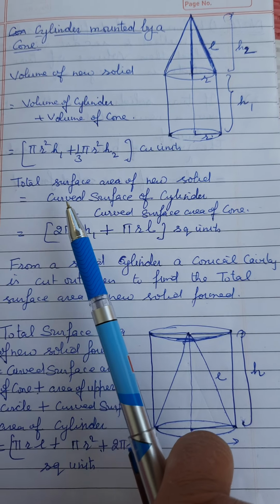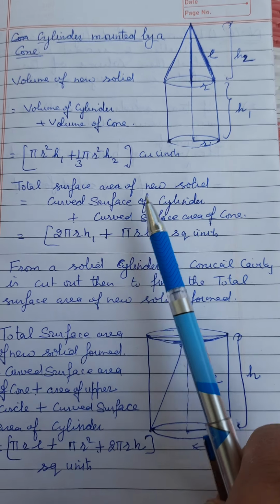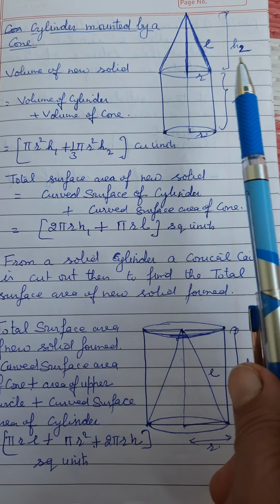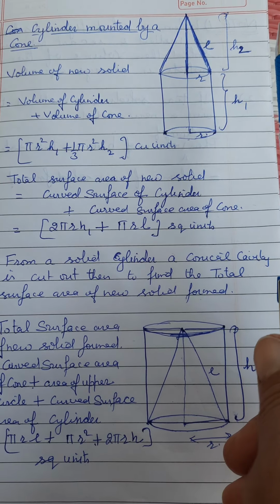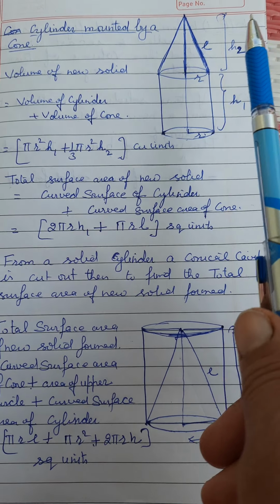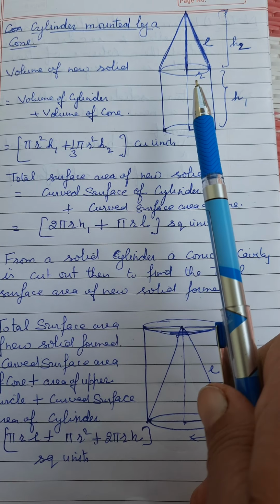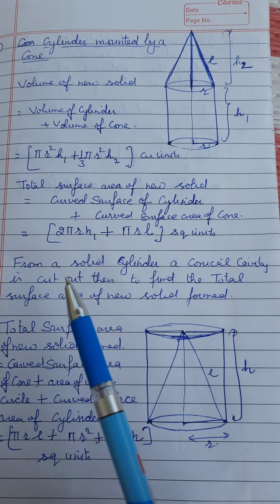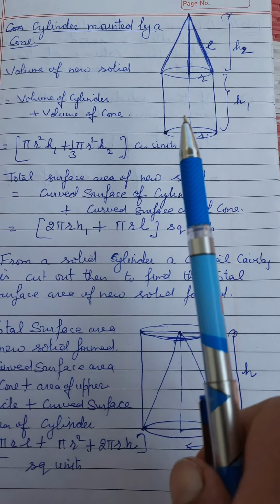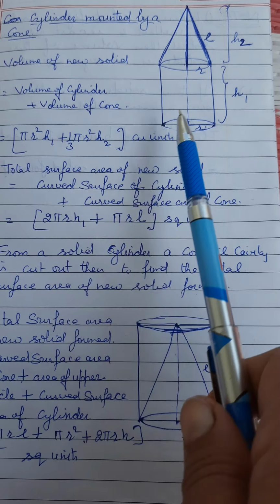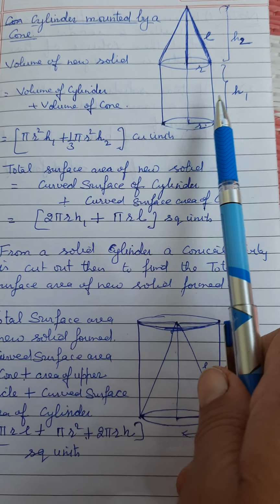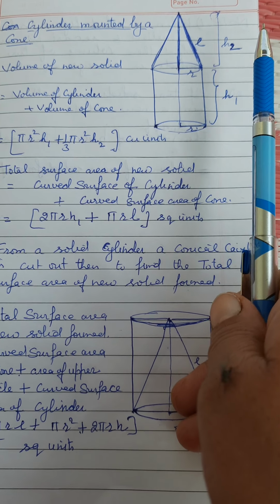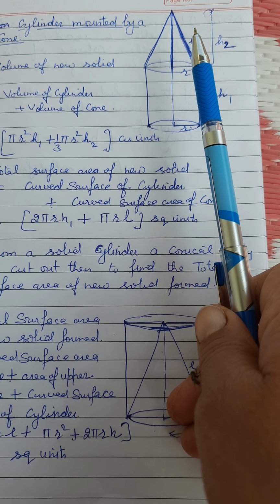Now we are to find the total surface area of the new solid, meaning the curved surface area of the cylinder plus the curved surface area of the cone, because the cylinder is also hollow here and the cone is also hollow. Therefore the total surface area will be 2 pi r h1 plus pi r l. Pi r l is the curved surface area of the cone.